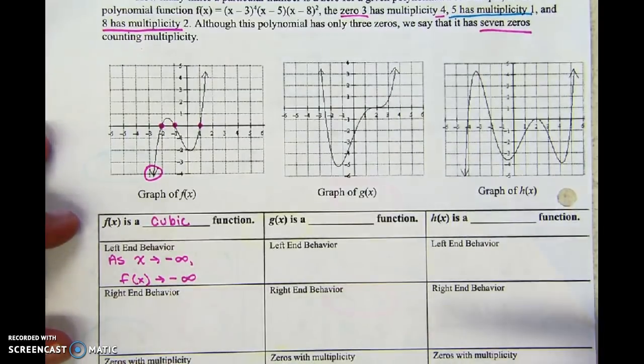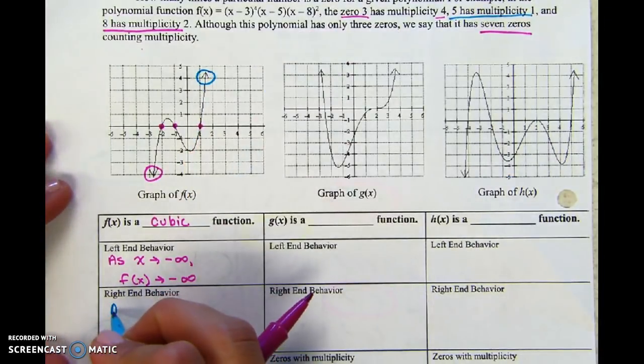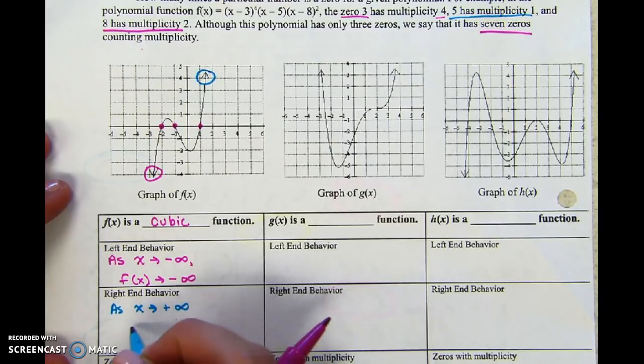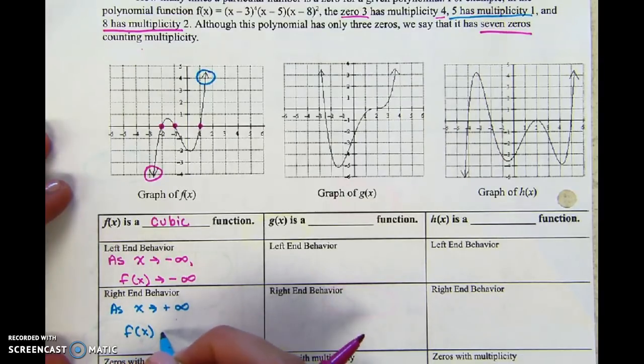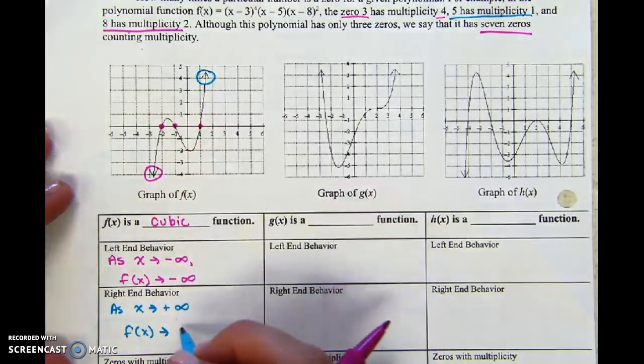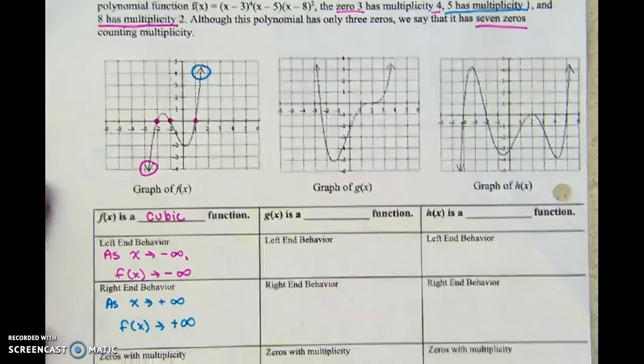Let's talk about the right end behavior. Look at the right side. As x approaches positive infinity, where's the y value going? F of x is approaching, it's going in what direction? Up. So that's also positive infinity.